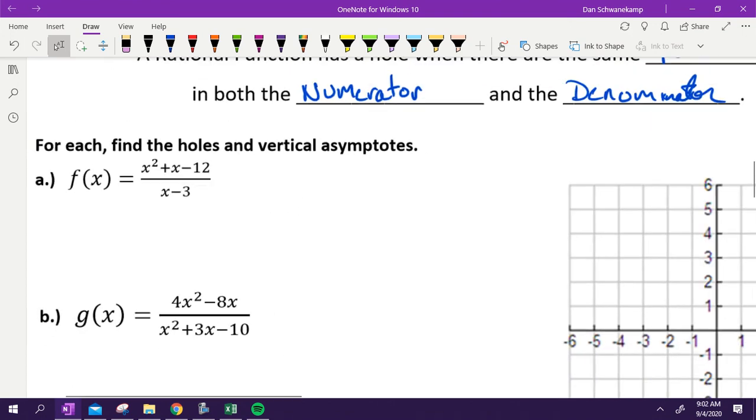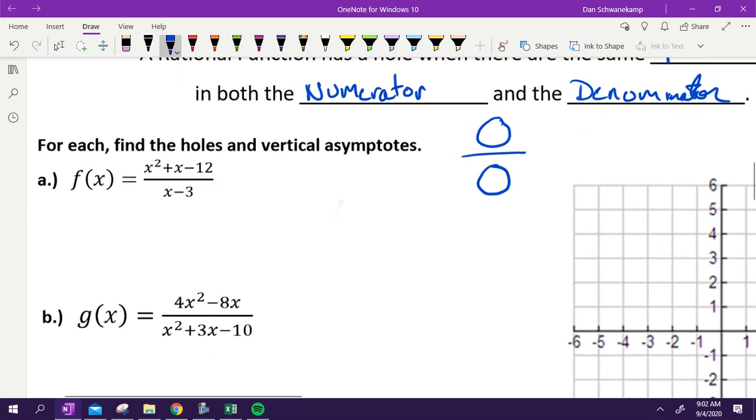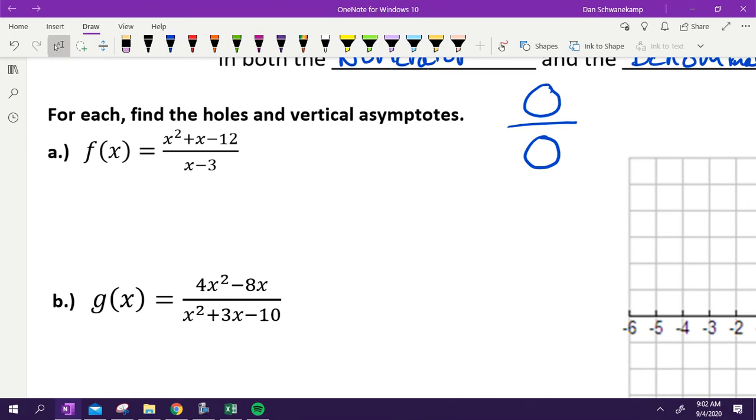A hole happens when you plug in a number and you get 0 over 0. Not just 0 on bottom, but 0 on top and bottom. That is called indeterminate form. It is something we use quite a bit in calculus. We're not quite there yet, but we can understand the basics. If we get 0 on top and bottom, we would get a hole. So if you just look at a problem, it's a little bit harder to see. Oh, if I plugged in this, I would get 0 on top and bottom. A little bit harder than a vertical asymptote.